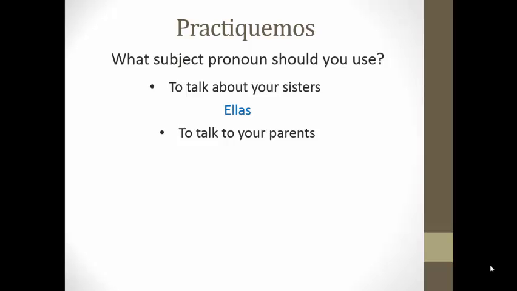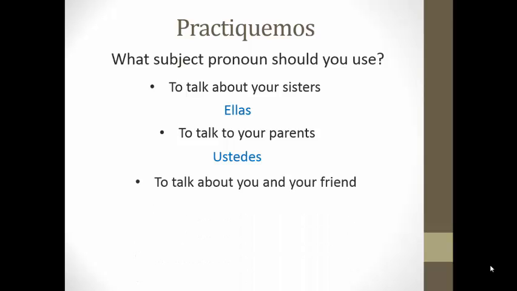What subject pronoun should you use to talk to your parents? Now you're having a discussion, talking to your parents, not about them. There's more than one, and when you're talking to someone, you want to use some form of you. Because this is plural, we would use ustedes. Remember, when you talk to someone, you want to use a form of the you. Ustedes is best when you're talking to more than one person.